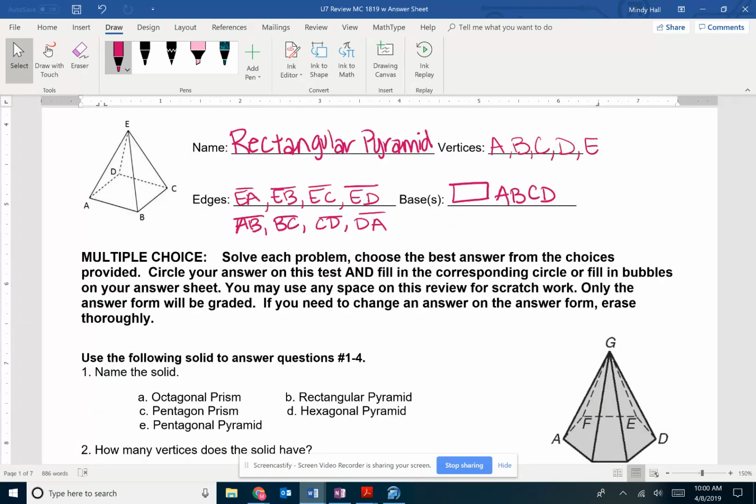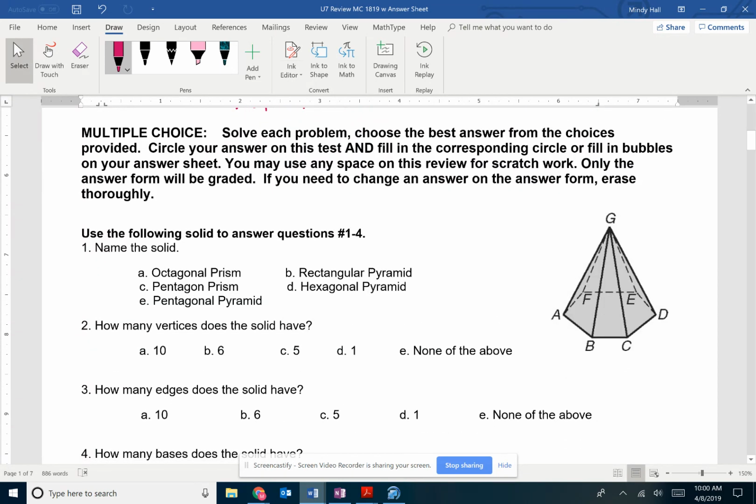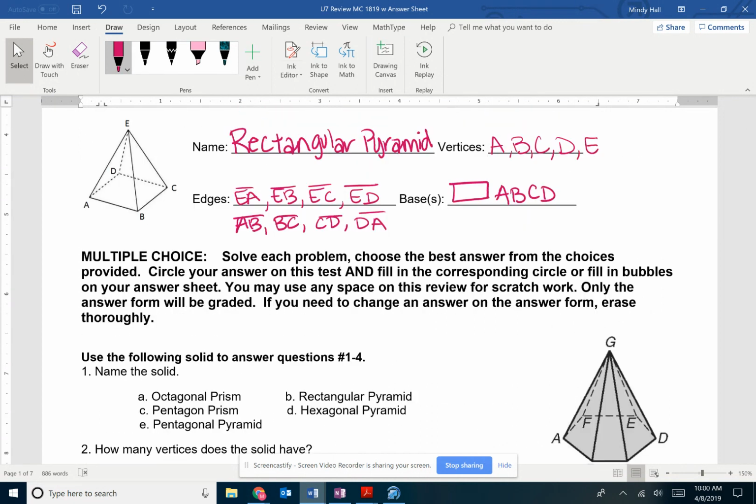All right. So for your multiple choice, you do have to make sure you bubble the sheet at the very end. But for the sake of not having to scroll a bunch, I'm just going to show you it at the end and just kind of give you some tips on filling out that bubble sheet if you're kind of confused on it. So number 1, naming the solid. We look at this shape that we have off to the right, this beautiful little pyramid.